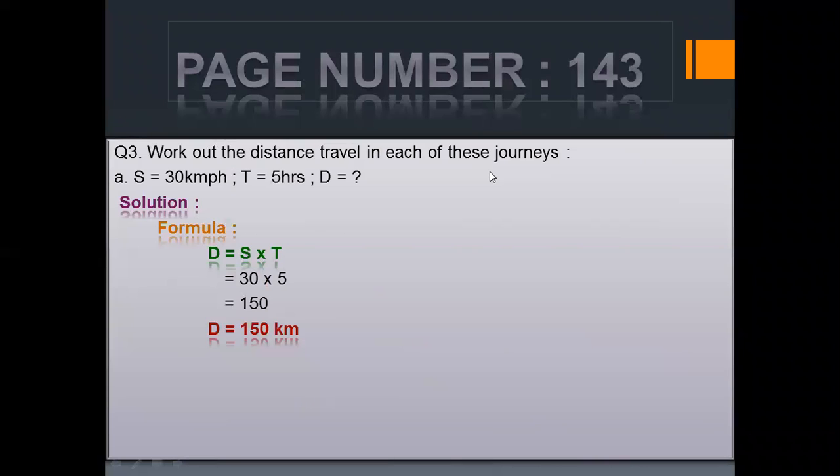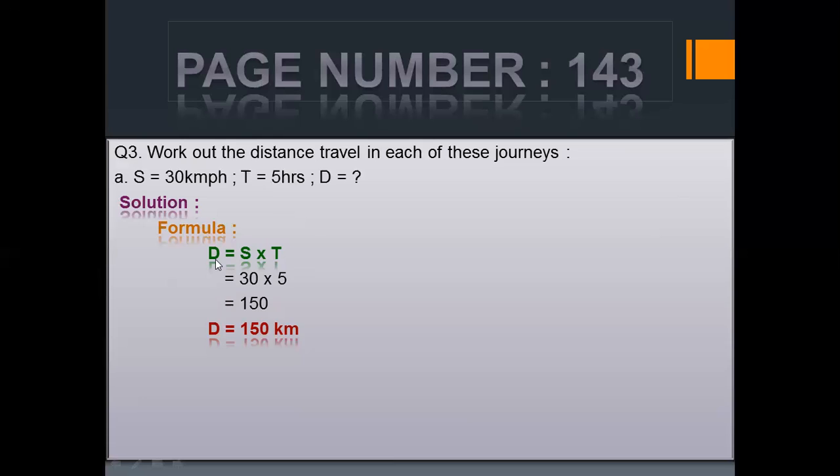Now S and T, speed and time, are given and distance is unknown. S is 30 km per hour. 30 kilometers per hour is the unit of speed, and when there is kilometer per hour, it will be understood that we are discussing speed. Time is 5 hours. Hour is the unit of time, and if any number has hours, it means that we are discussing time.